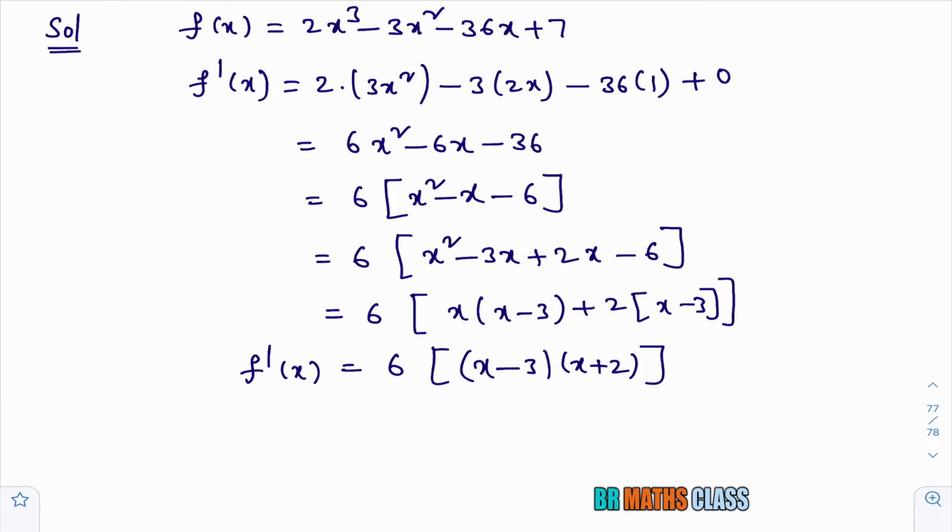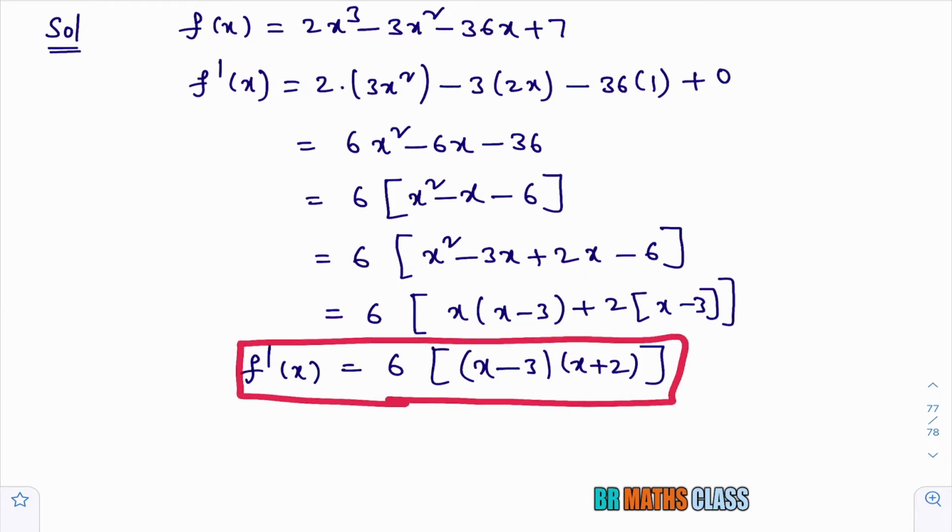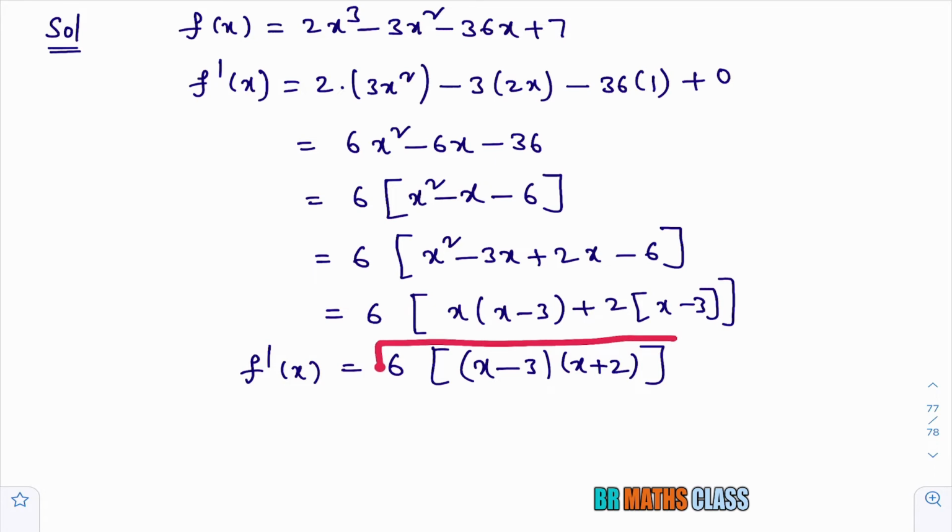Actually, what am I trying to find? I am trying to find for what values of x f dash of x is greater than 0, and for what values of x f dash of x is less than 0. As this expression is a product of linear factors, I can use the wavy curve method to find for what values of x this expression is positive, and for what values of x this expression is negative.